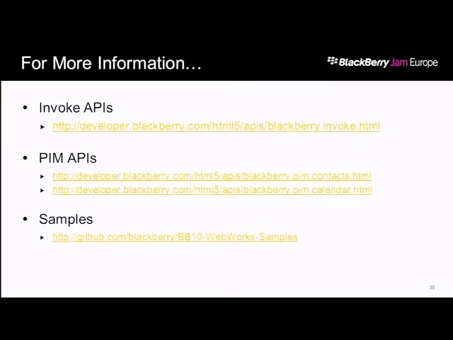For the PIM APIs, you can look at blackberry.pim.contacts and blackberry.pim.calendar. And of course, there's lots of samples. I think with BlackBerry 10, we've gone further than we've ever been with sample code to get you guys started. So take a look at those examples in GitHub for a lot of information there.